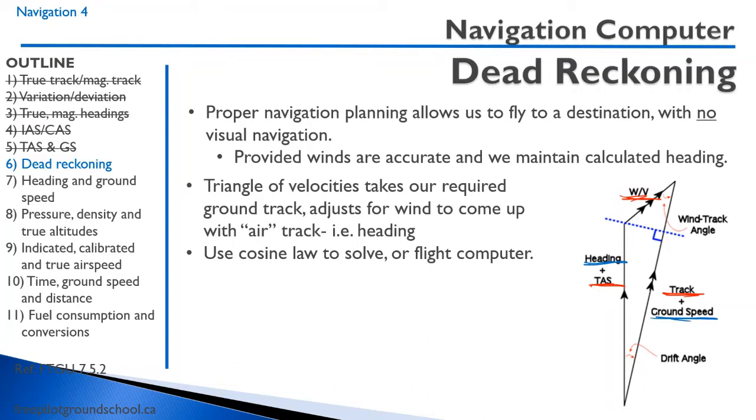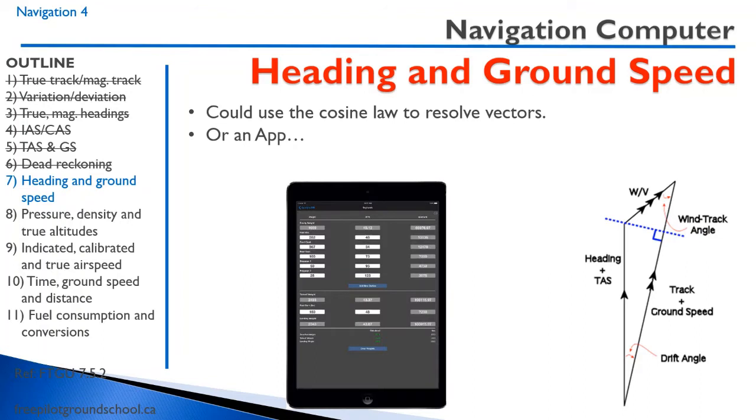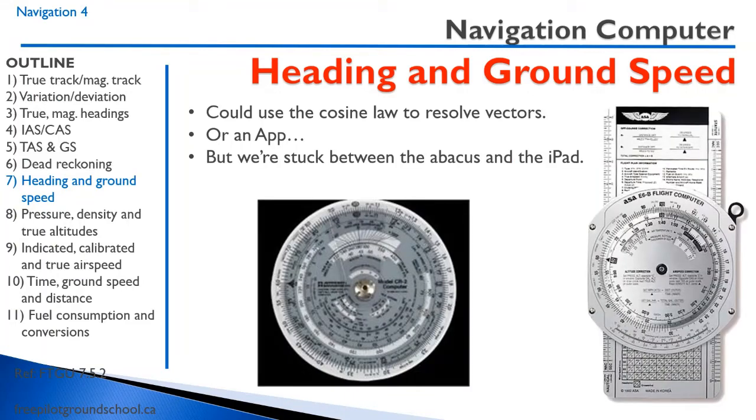So we could use a cosine law to solve, or a flight computer. We use a cosine law to resolve the vectors, or we could use an app. Unfortunately, the regulators in aviation are inherently conservative, and if their grandfathers learned to fly using a flight computer, then you're going to learn to fly with a flight computer too. But this is good to know anyway, something from first principles in the back of your mind. So we're kind of stuck halfway between the iPad and an abacus.